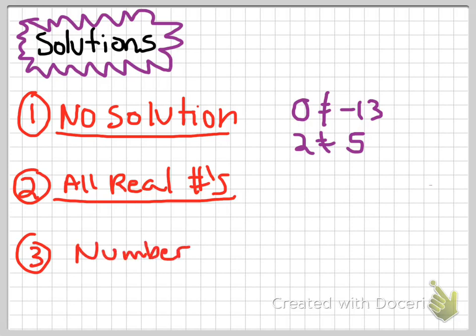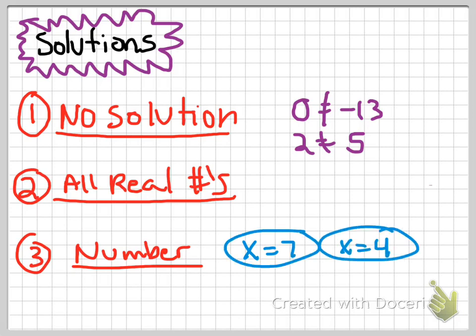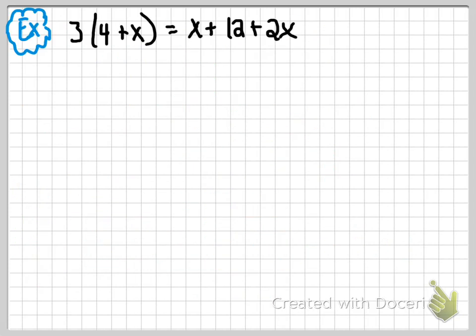Just a regular number, regular answer. We're used to these types. So this is the type where you get down to the bottom and you get like x equals 7 and you're done. Or x equals 4 and you're done. That's a regular, this is what we normally get. Most of the time, 9 out of 10 times, these are the answers you get, is just a regular answer. So we've got no solution, all real numbers, and then just a regular answer where you get a number for an answer. So those are your 3 types. So let's look at a new example here. Our next example is 3 parentheses 4 plus x equals x plus 12 plus 2x. Why don't you pause the video and solve this?